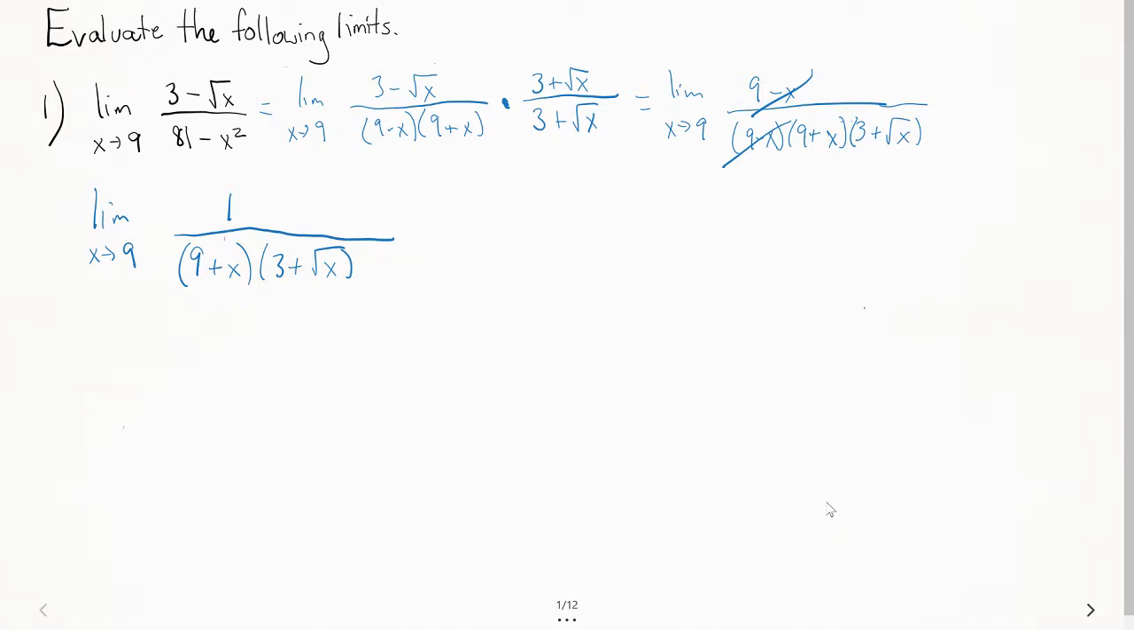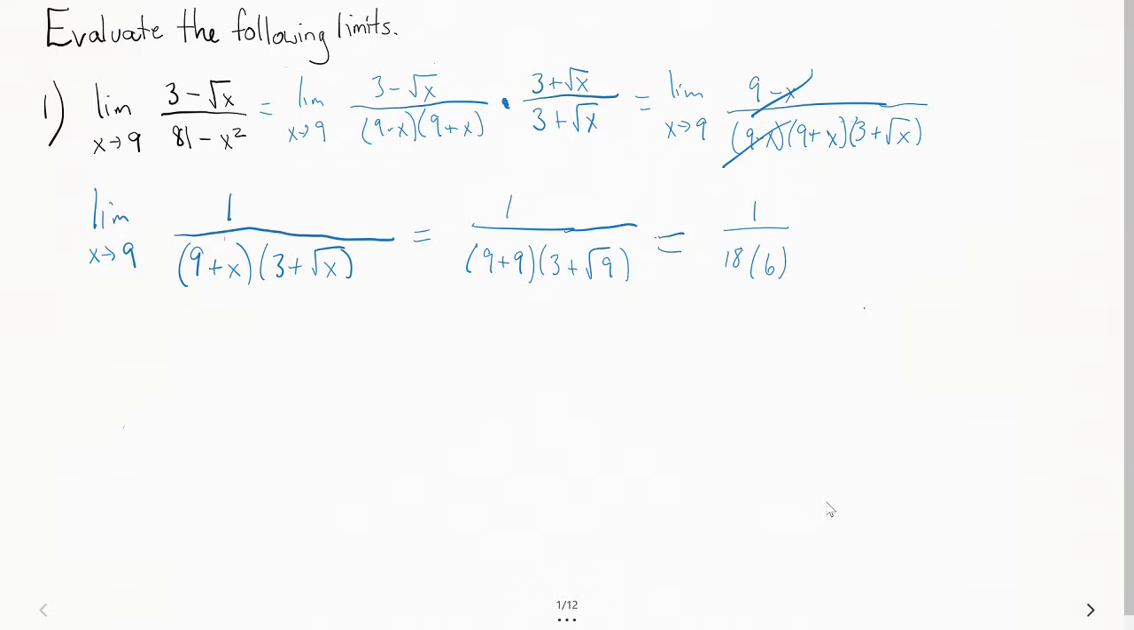Well, that's a beautiful thing right there, because now we can plug in. Notice we get 1 over 9 plus 9 is 18. Well, actually, let me write out that step. I'll start to skip these steps later on as we progress, but just so you can witness what's happened, we go 9 plus 9 and 3 plus square root of 9. Okay, so now what happens? You get 1 over 18 times 3 plus square root of 9. The square root of 9 is 3, so that's going to be 3 plus 3 is 6.